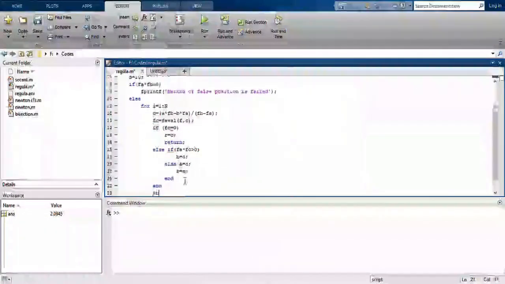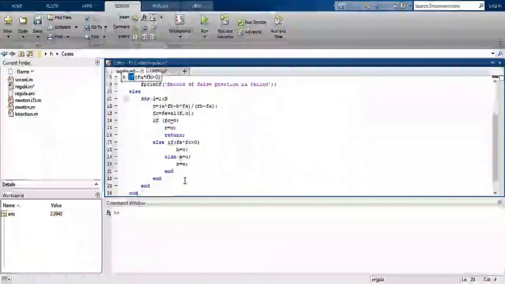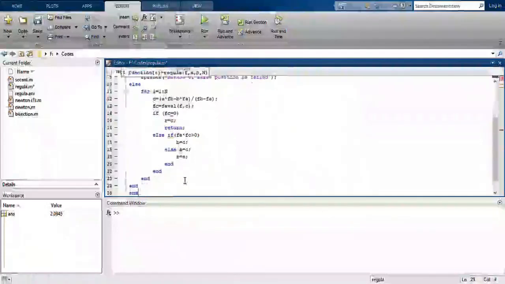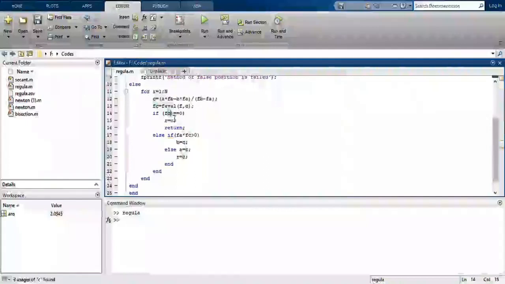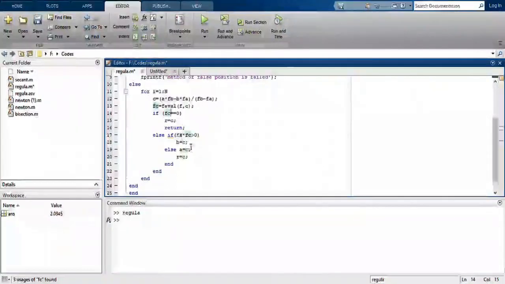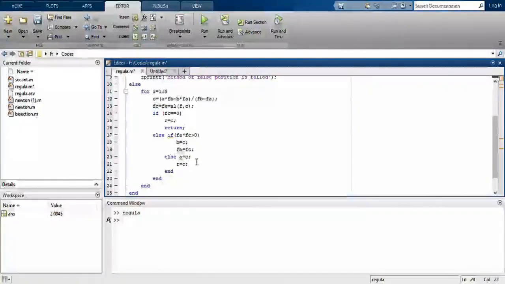And end the function. So check it. If fc is equal to 0, it's not an assignment, it's the equal sign. And b equals c, and accordingly fb is equal to fc, because function values are also updated here. And similarly else a equals c and fa is equal to fc. So r is the c.